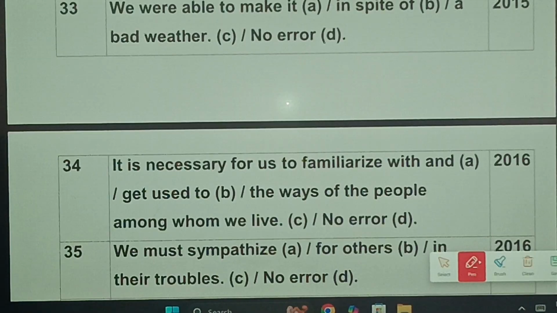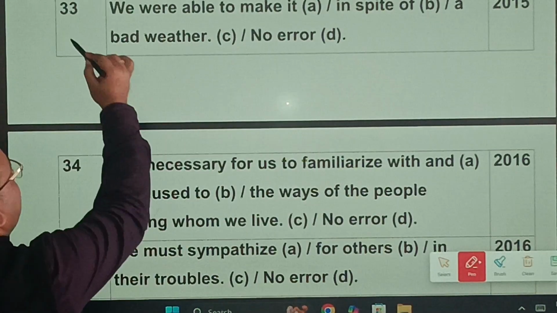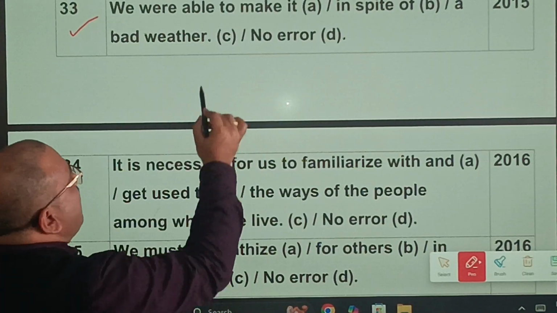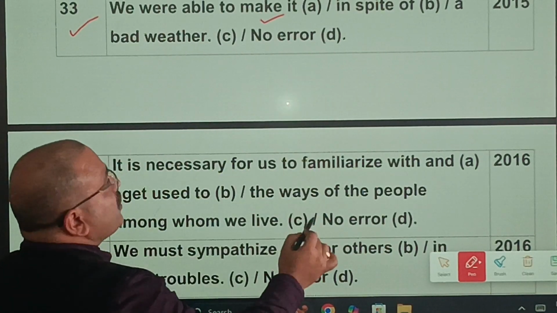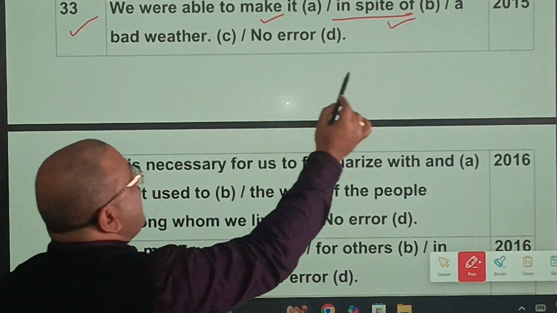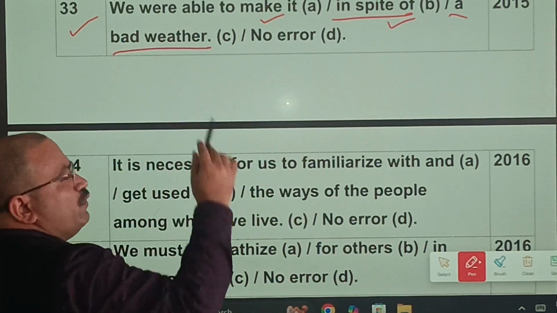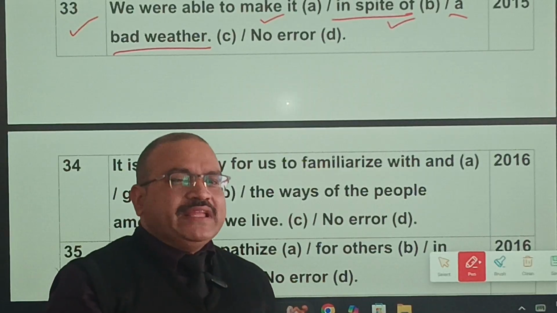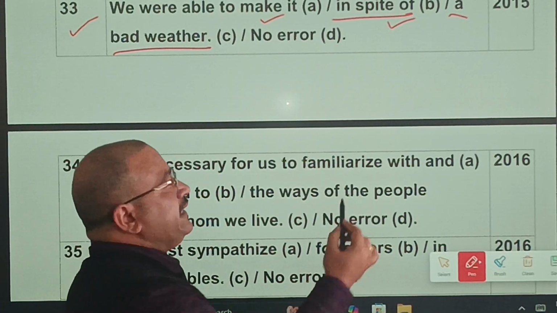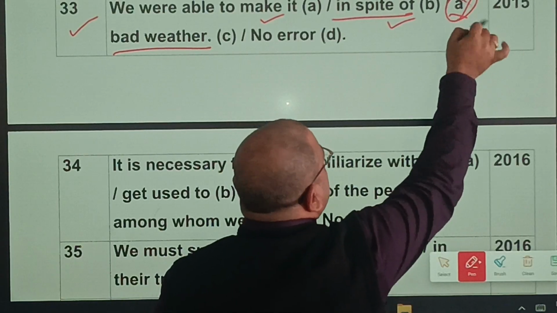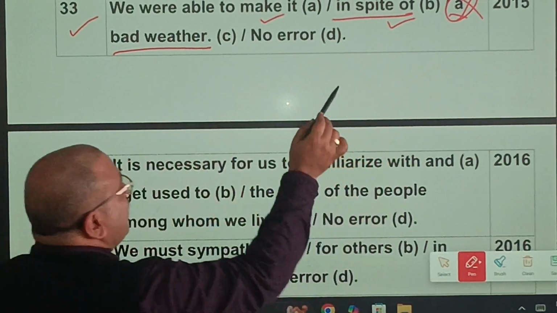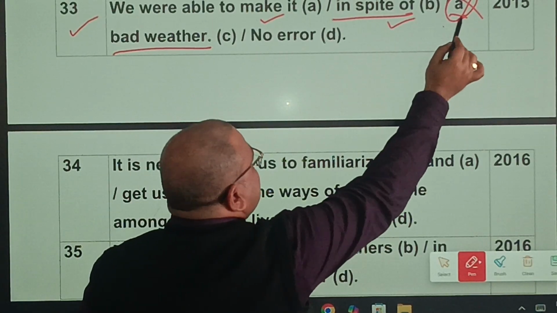So next, question number 33. We were able to make it in spite of a bad weather. We were able to make it, correct? In spite of is also correct. Now see, a bad weather. What is bad weather? It's something uncountable and it will not take an article. It's not countable. So placing an article before bad weather is the error. So a bad weather is wrong. Article error.